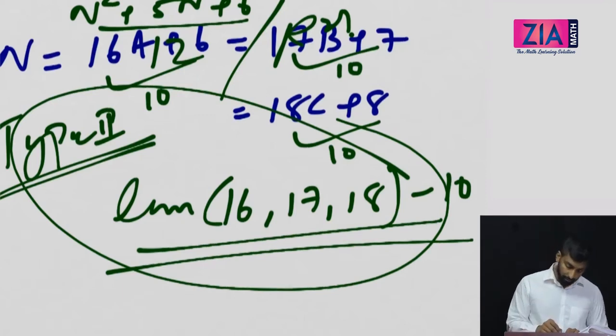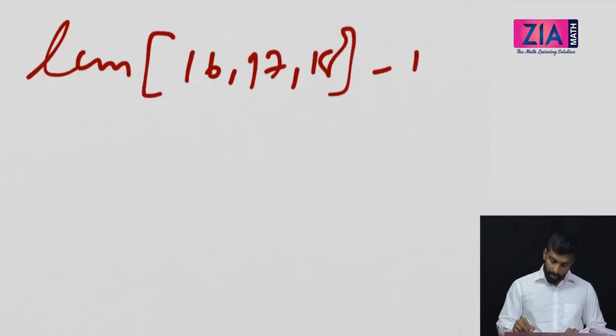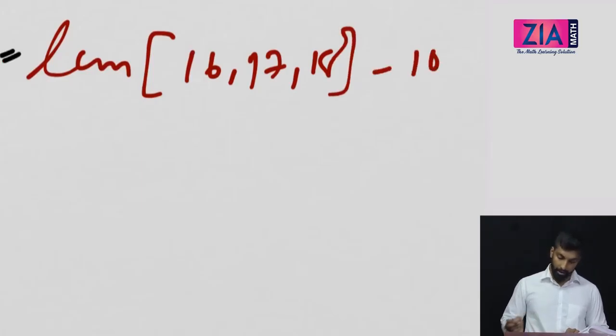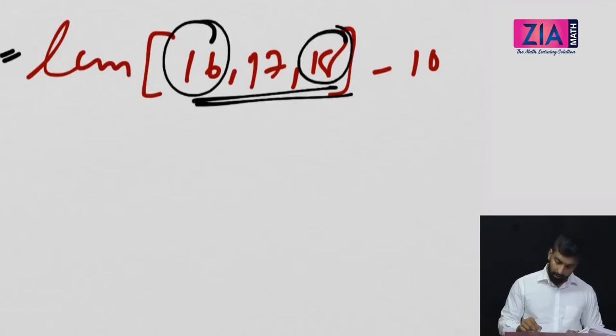Now how will you approach? Let me go in this way. See, basically what you need to find is LCM of 16, 17 and 18 minus 10, right? This is your n. So there is no confusion, right? Now if you observe this LCM of 16, 17 and 18, this LCM is actually divisible by 12, right? Why? Because you have a 4 here and you have a 3 here. So this LCM is divisible by 12, right?